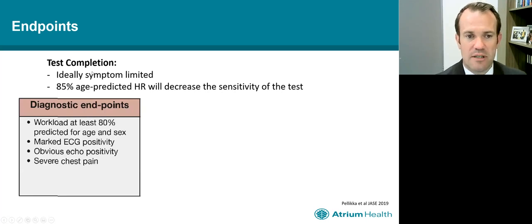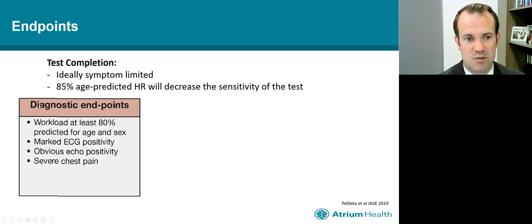For the endpoints, particularly for a treadmill or exercise, ideally, this should be symptom limited. That is going to maximize our sensitivity and specificity of the test. Many labs I see discontinuing the test as soon as the individual hits that 85% age-predicted heart rate. But if you do that, that is going to decrease the sensitivity of the test. We can do that, of course, for dobutamine tests.